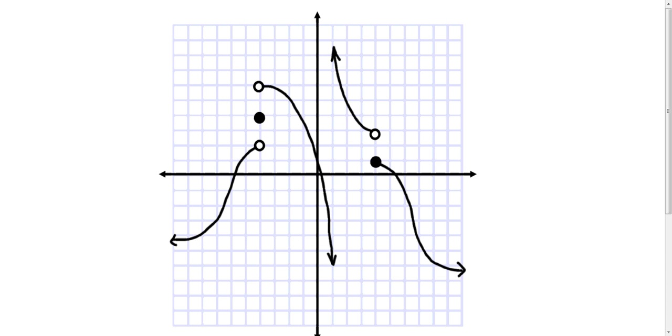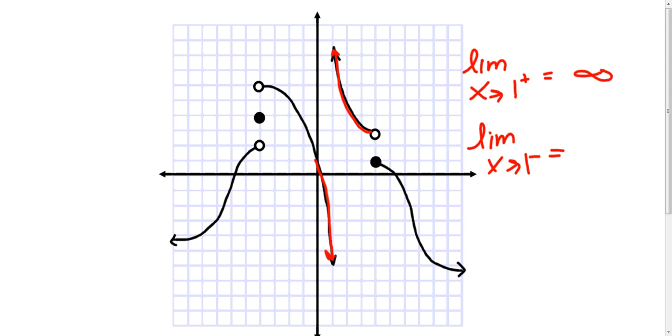Okay. On this one, I want to point out a couple of other points right here. Here, the limit as x approaches 1. Okay, we have two issues going on as x approaches 1. First of all, if I approach an x value of 1 from the right side, I get positive infinity. If I approach x equals 1 from the left side, I get negative infinity.